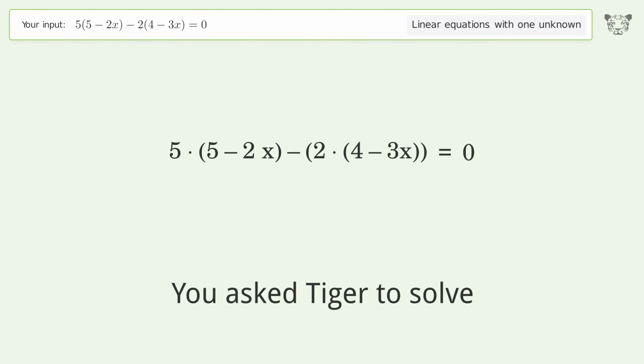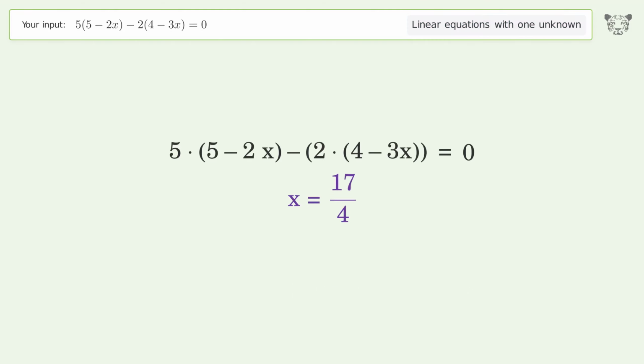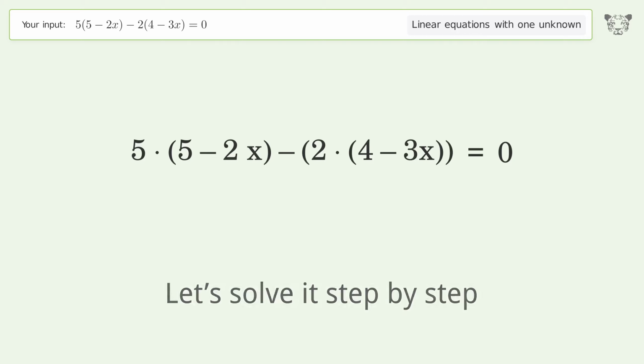You ask Tiger to solve this. This deals with linear equations with one unknown. The final result is x equals 17/4. Let's solve it step by step.